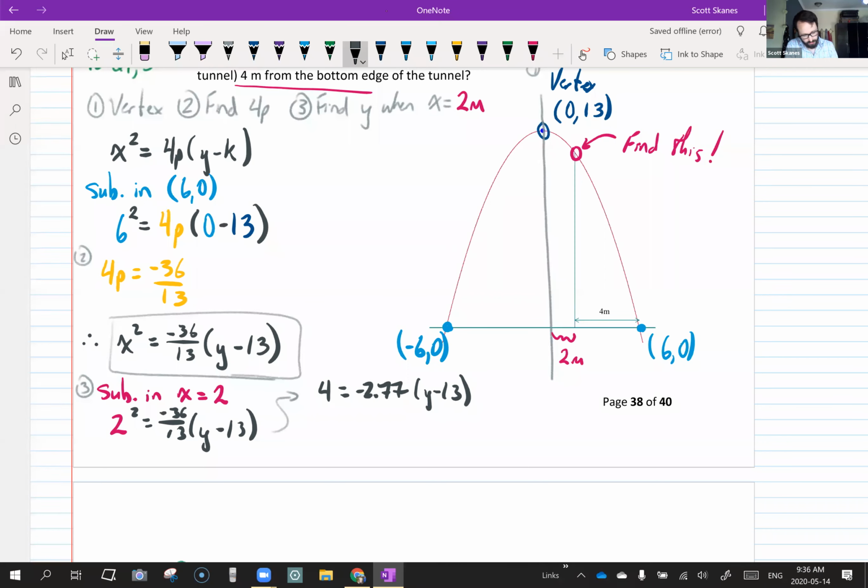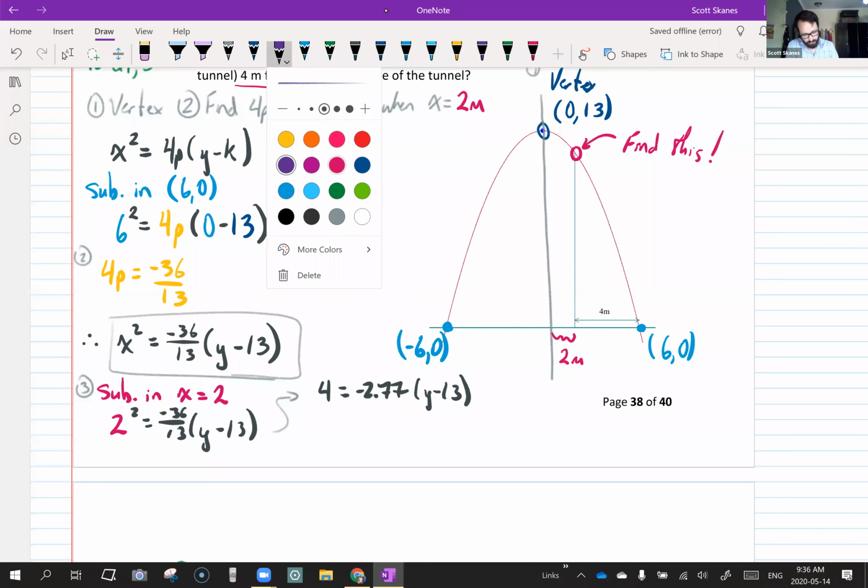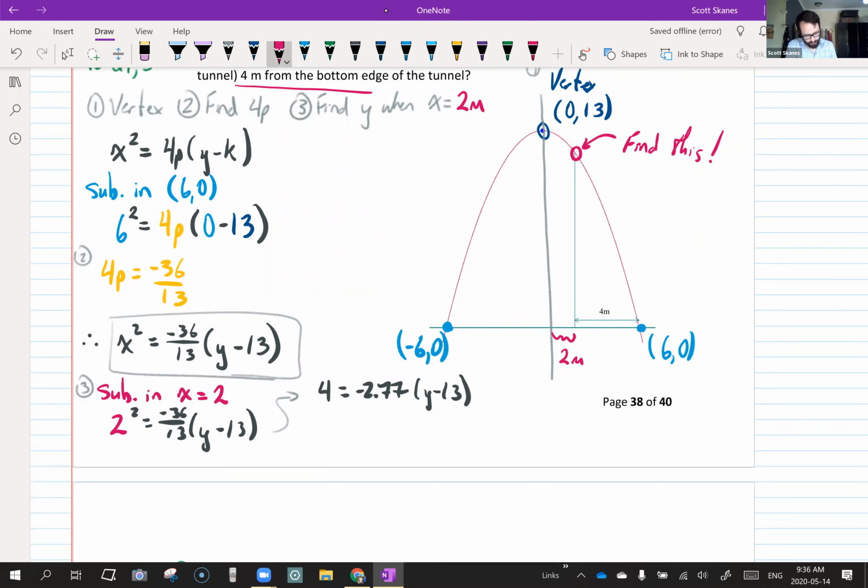Actually, scratch that. I'm going to divide both sides by this. So it's probably a little easier. 4 divided by that is negative 1.44. This gives me y minus 13. And if you solve that for y, you end up getting this, 11.6 meters.